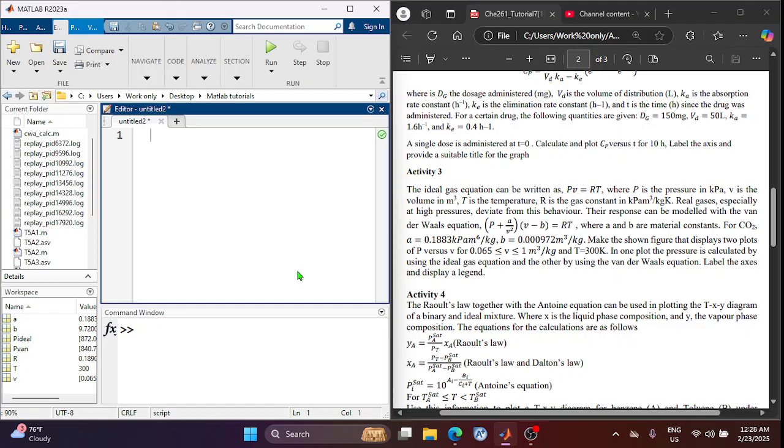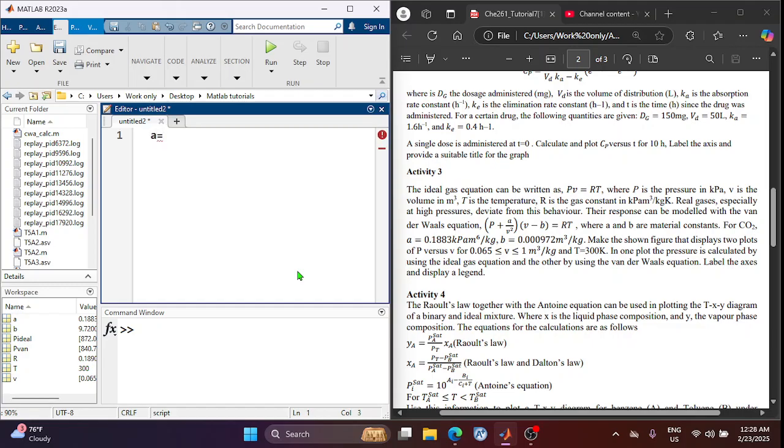Their response can be modeled with the Van der Waals equation, which we have, where A and B are material constants. So for CO2, we've been given the value for A and for B. And it says to make the shown figure that displays two plots of P versus V. So we have the range of values for V from 0.065 to 1 and T being equal to 300 Kelvin. In one plot, the pressure is calculated by using the ideal gas equation and the other by using the Van der Waals equation. Label the axis and display a legend.